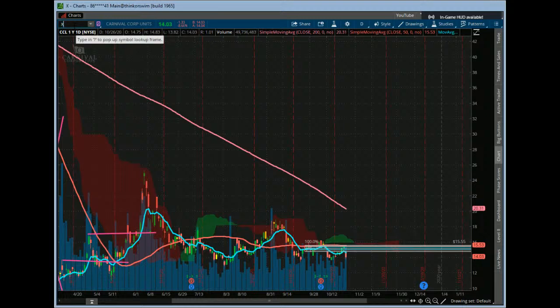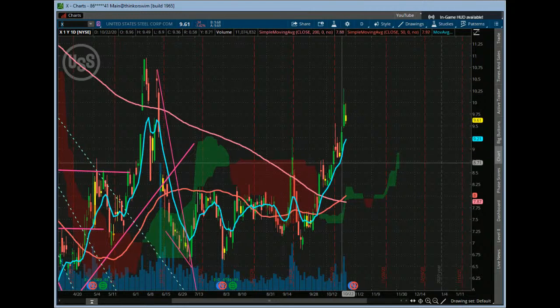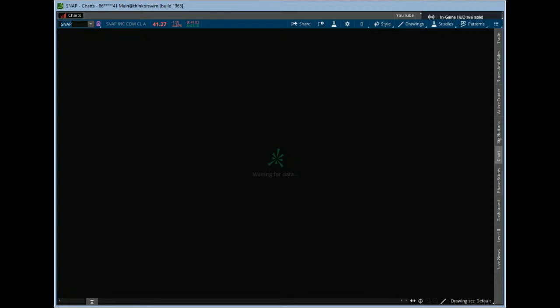ZEK, what's going on? X marks the spot. U.S. Steel, big inside day today, has had a pretty nice move right there, coming up on earnings pretty soon. So we'll keep an eye on that one too. See how it handles that inside day level.